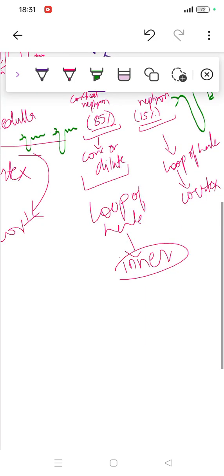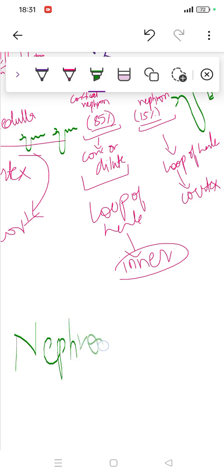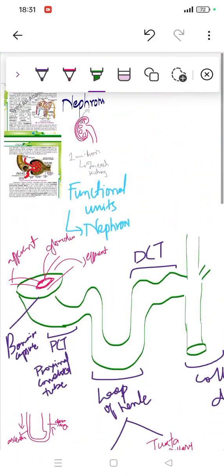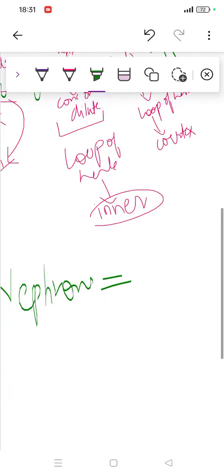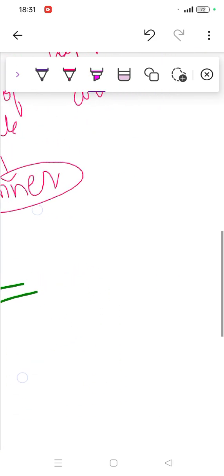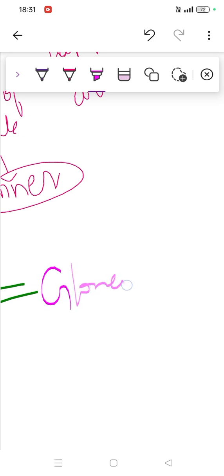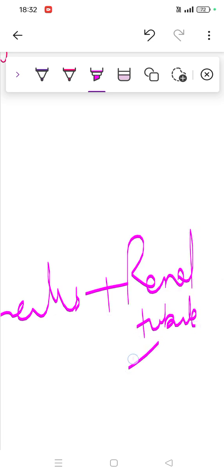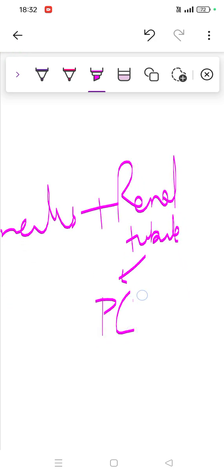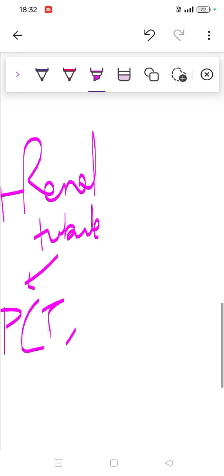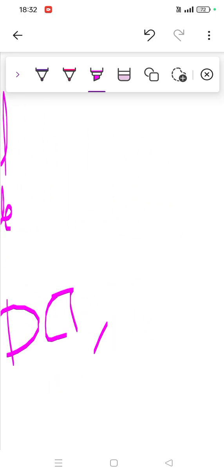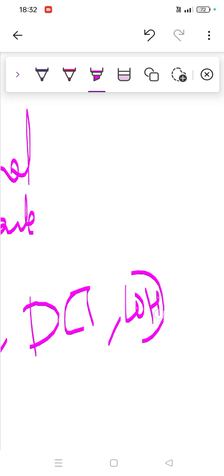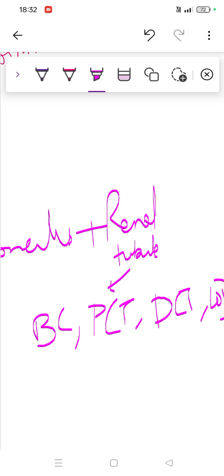Then when we talk about the nephron, the glomerulus was what? The entire filtrate, this part. So nephron equals glomerulus plus renal tubule. Renal tubule was what? It was the PCT, the DCT, the collecting duct, right? And the loop of Henle. So these parts, all together, are called the renal tubule. I hope it will be clear.